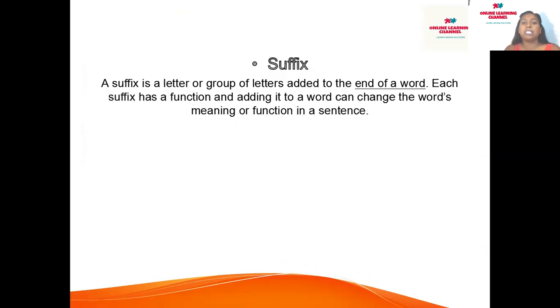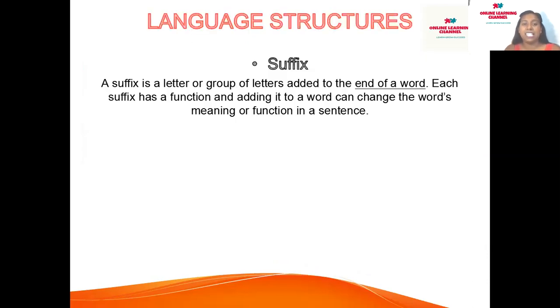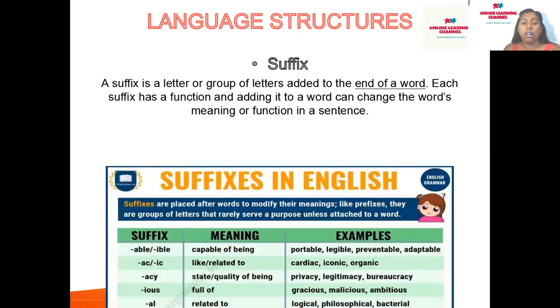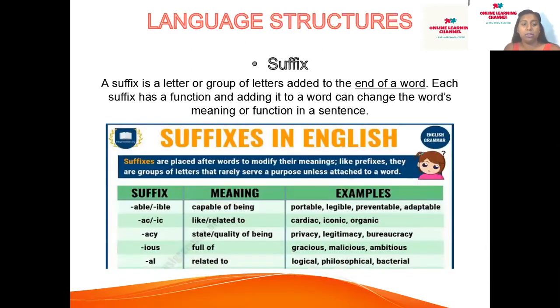Let's go on to a suffix. A suffix is a letter or group of letters added to the end of the word. Each suffix has a function, and adding it can change the word's meaning or function in a sentence. So remember, prefix was adding letters before the root word. Suffix is adding after the root word. Okay, let's look at some common examples of suffixes in English, right? So I'm just going to take one example for you, which is the first one, which is able, right? Capable of being, that means you can do something.